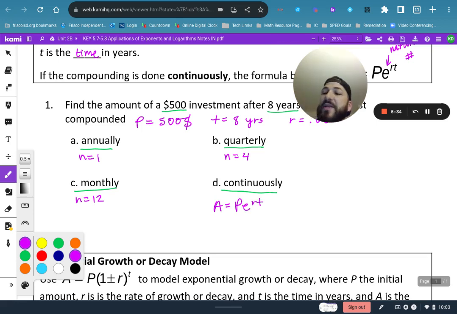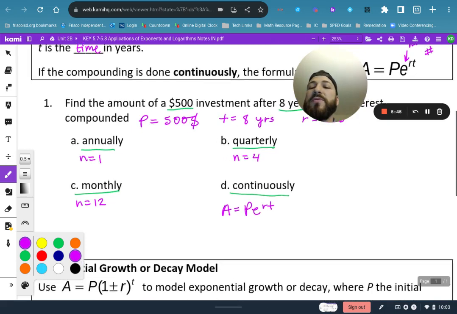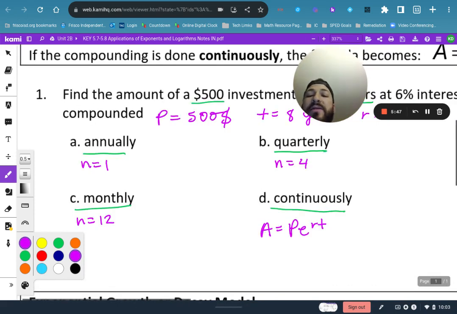So anytime you see that word continuously, because continuously isn't a number, it's all the time over and over and over again, we switch over to that PERT equation. So we're going to do one together, and then I'm going to let you try some of these on your own. So if we have our annually, let's go ahead and plug everything in.